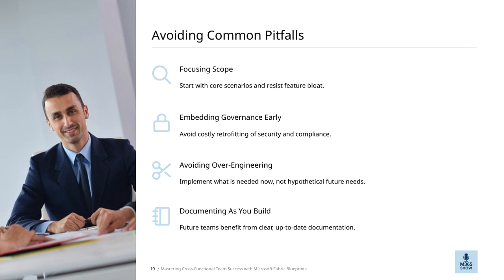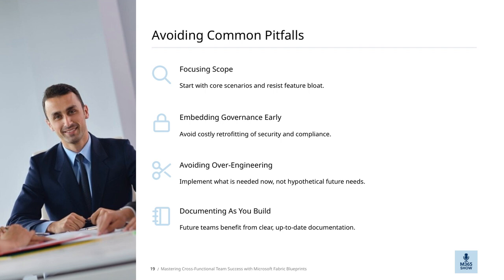Let's talk about avoiding common pitfalls as we master cross-functional team success with Microsoft Fabric blueprints. First, it's crucial to emphasize that future teams will benefit greatly from having clear and up-to-date documentation. By documenting as you build, you ensure that everyone stays aligned and that knowledge is preserved, which makes onboarding and collaboration much smoother. Now, when it comes to documentation, the key is to do it incrementally. Implement what is needed now rather than trying to guess future requirements. This approach keeps things manageable and relevant, avoiding unnecessary complexity down the line.